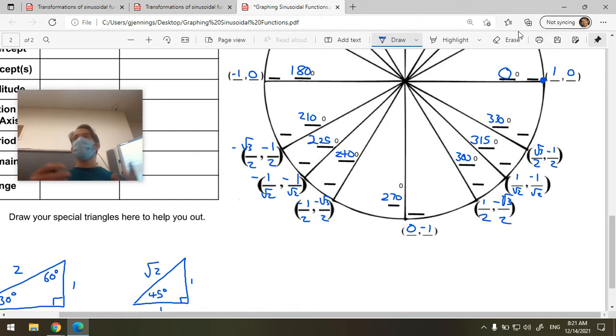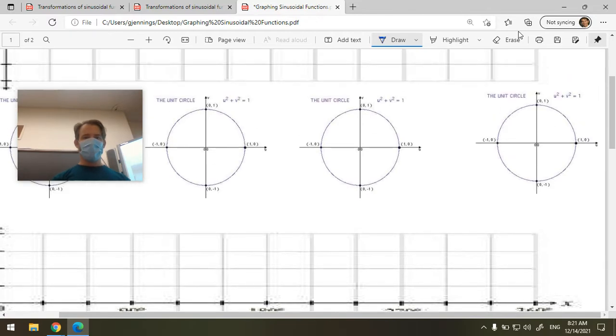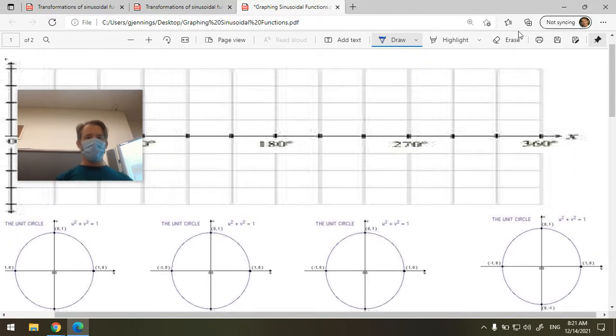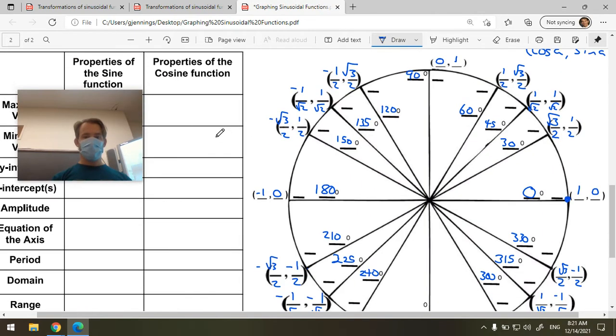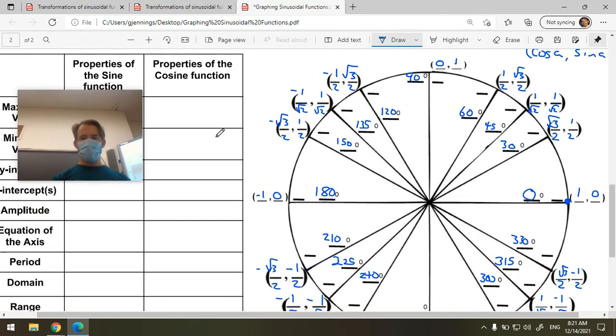can use this to plot these values for sine and cosine on the opposite page. So you may have to do some flipping back and forth to get this to work nicely, but we'll do each one here. What's that? Oh, sure. So there it is there. Which quadrant do you need?